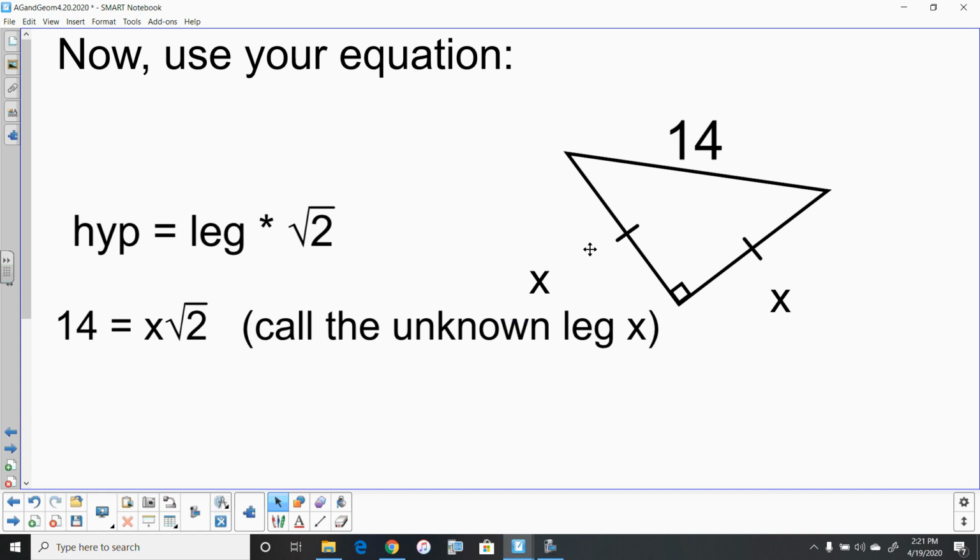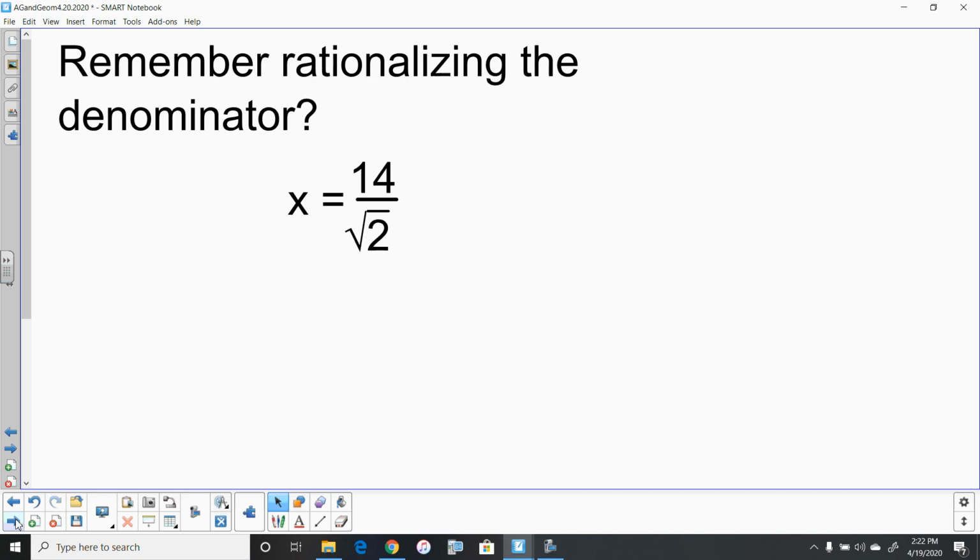So now it becomes an algebra problem. As you've been learning all year, we use the geometry to set up the algebra, and then we use algebra to finish the problem. So how can I get x by itself? I have to divide both sides by root 2. And here's where rationalizing the denominator comes into play. We remember this, I hope so. It was a little weird.